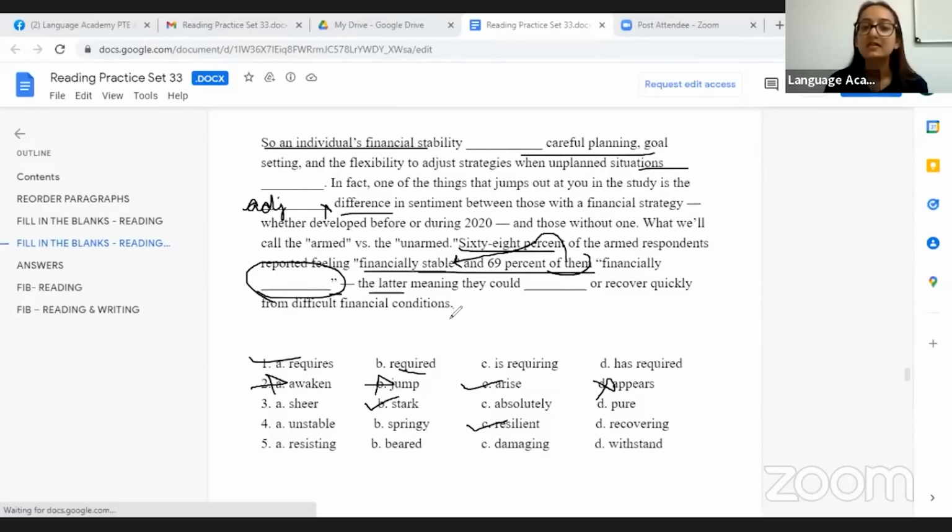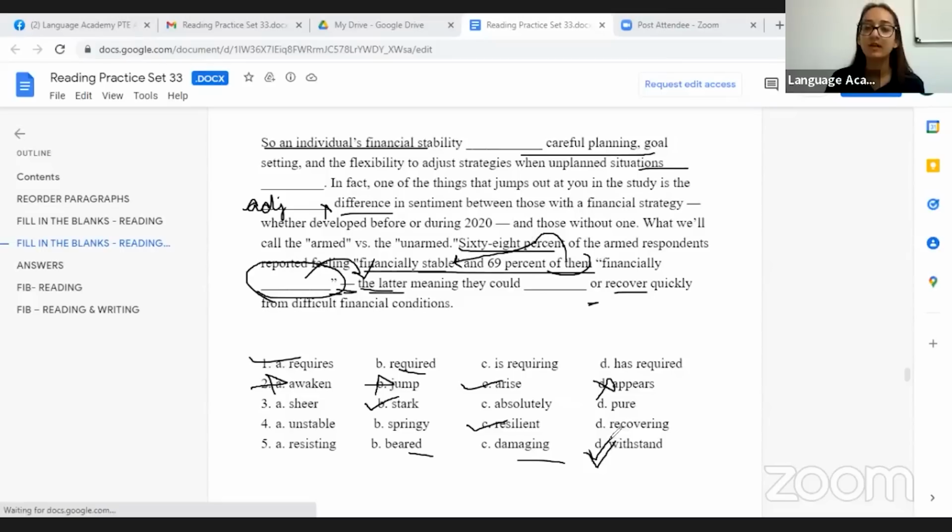So please read the sentences completely. Hyphens always explain what the last word means. They even specify the latter. Latter means the last mentioned word, meaning they could dash or recover quickly. So 'or' means the words would be mostly on the same side. So any word that means recover, a positive word. Resist is not positive. We don't need the ed form, we don't need the ing form. Withstand is also first form. Recover is also first form. So we'll go with that.